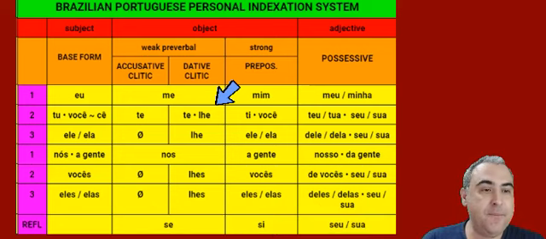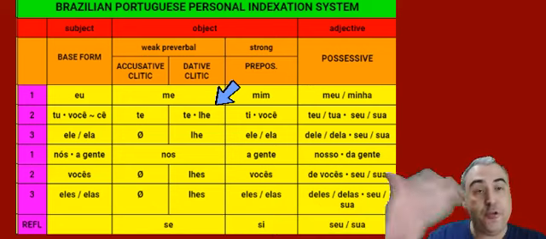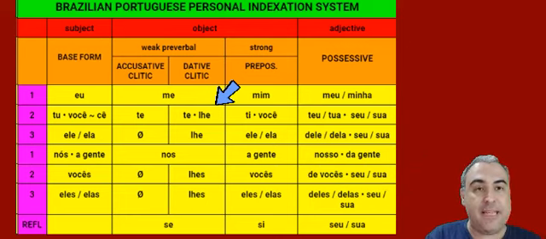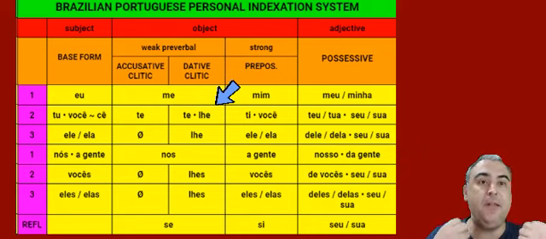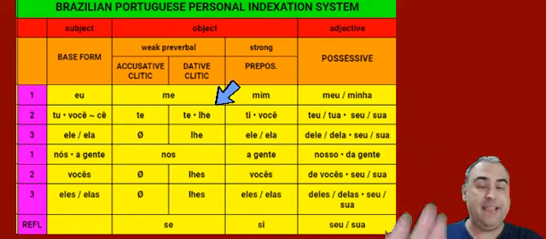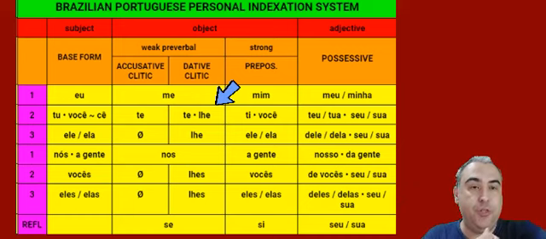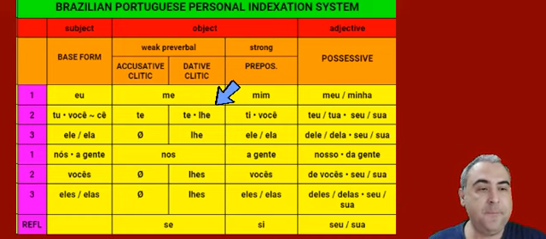Le in Spanish is to him, to her, or to you, because many third person pronouns were adapted for second person usage in polite speech. So lhe is for second person and third person, a dative indirect object, something that's given to you, something that's provided to somebody.